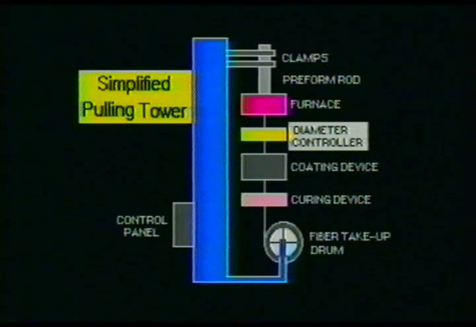In the same respect, if the glass fiber becomes too thick, the metering device will cause the take-up drum to increase in speed. This causes the take-up drum to apply more pulling pressure on the cable, which results in the fiber becoming thinner.